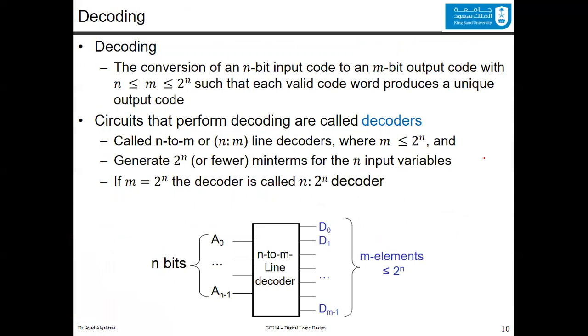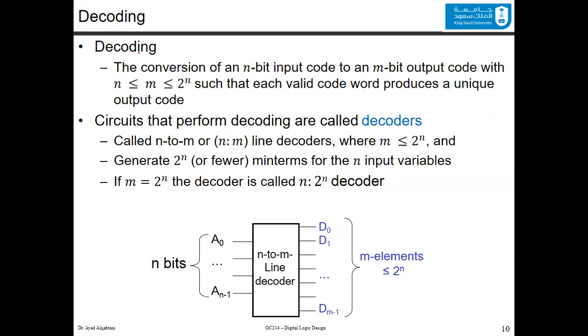Now we will discuss the first major component of this chapter, which is decoding. We have 4 major parts that we are going to discuss: decoding, encoding, selecting or multiplexing, and demultiplexing. The first one being the decoder.